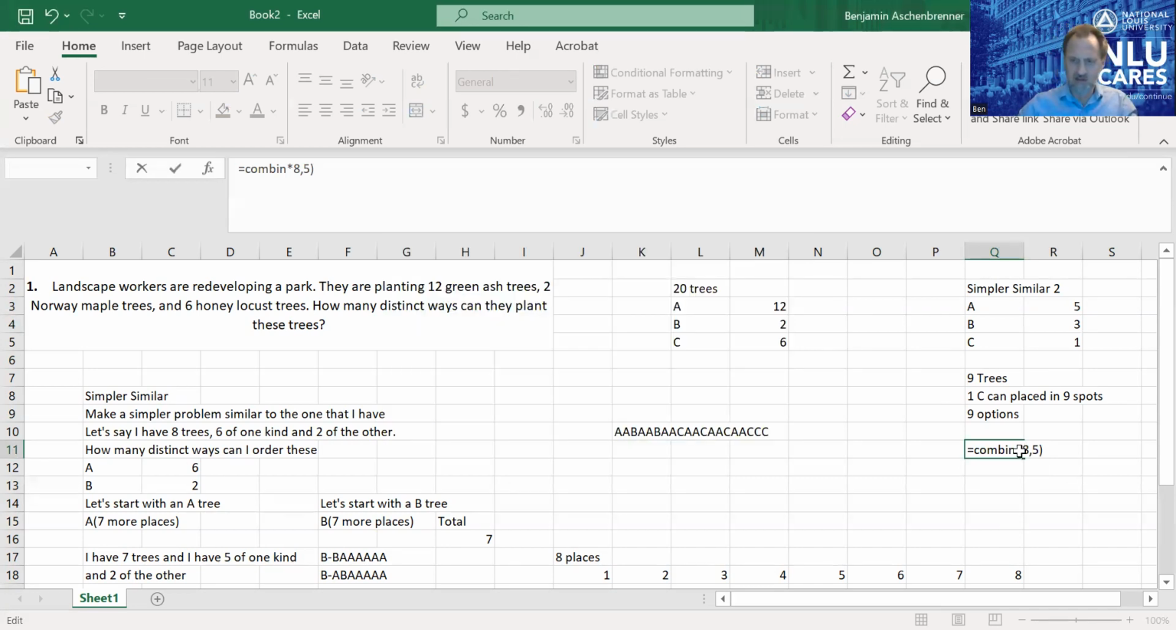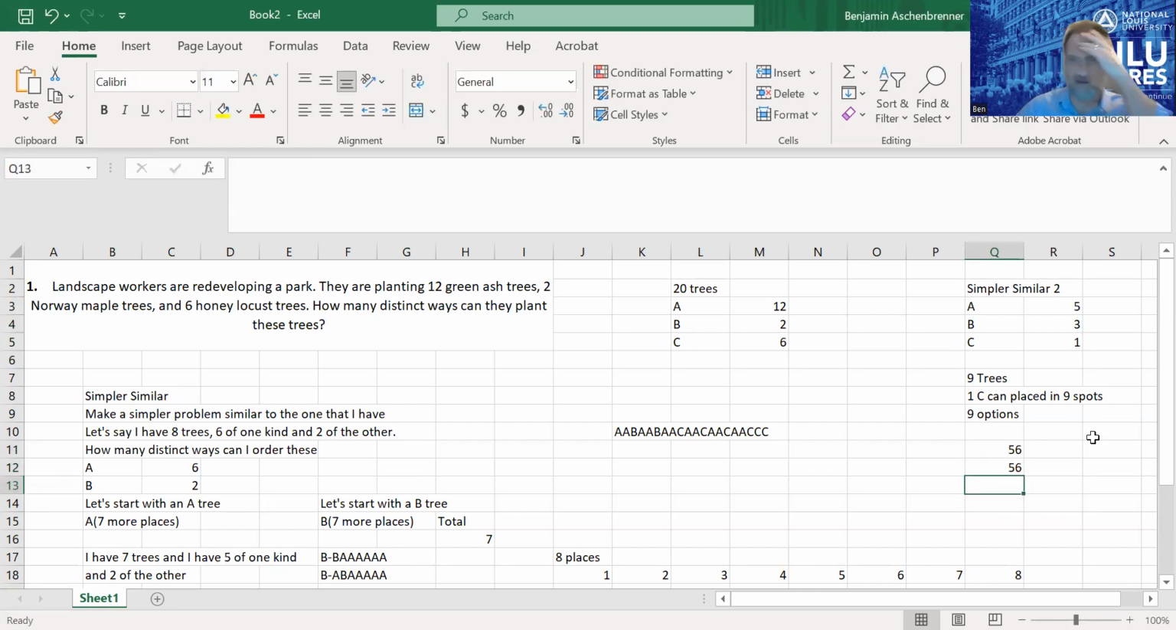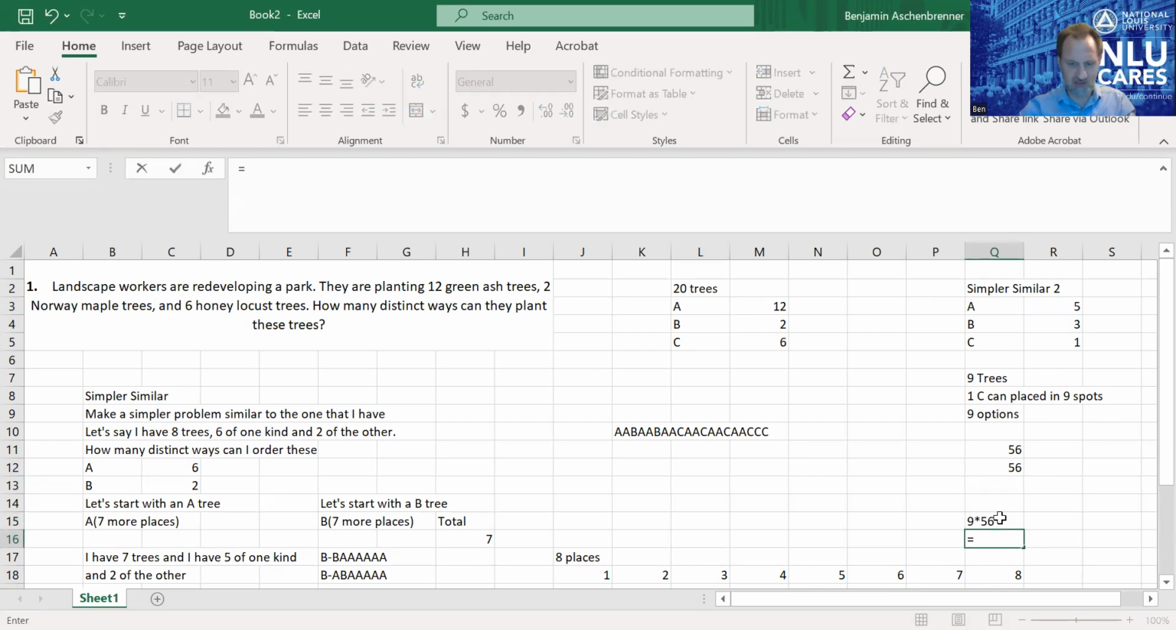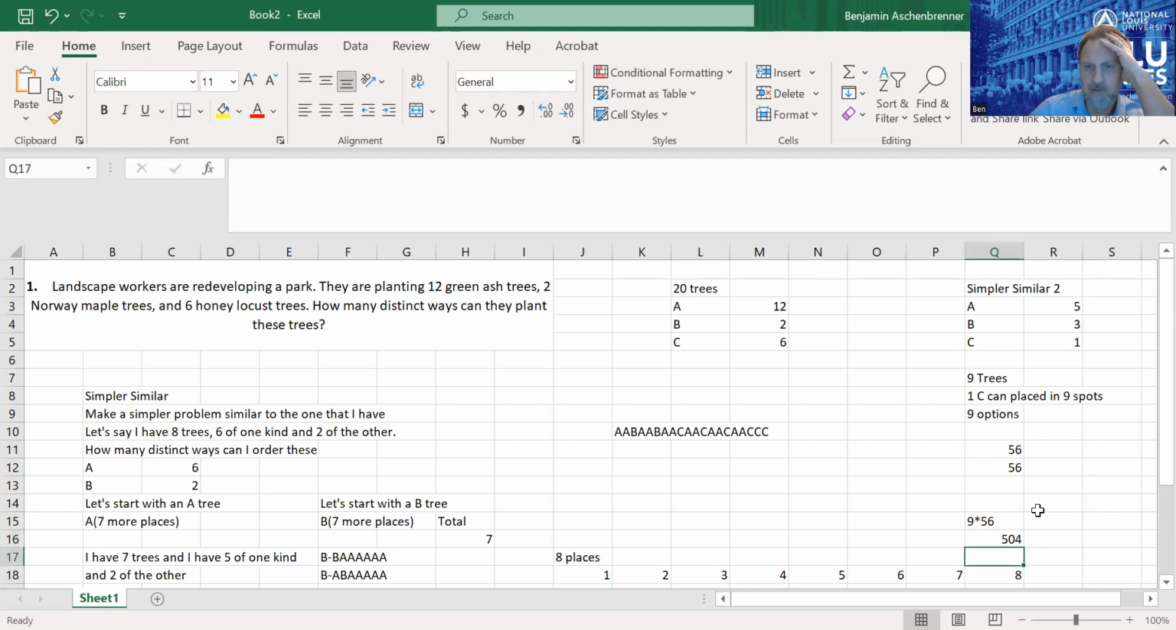is the same as combin 8, 3. Yeah, they're identical, because I'm asking the same question, but from the other side. So if there's 8 spots, there's 56 ways I can arrange my B's or my A's in those. And that means there should be 9 times 56 total ways of arranging this, which is 504. Okay, that feels good.